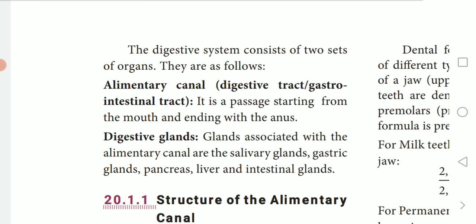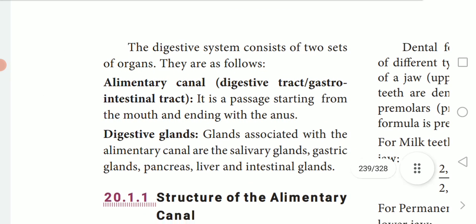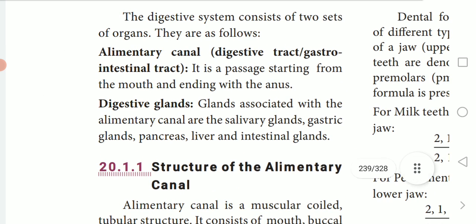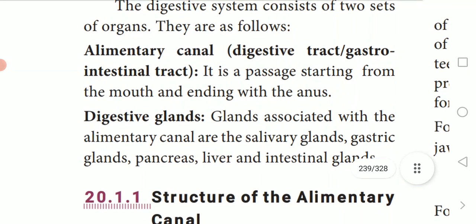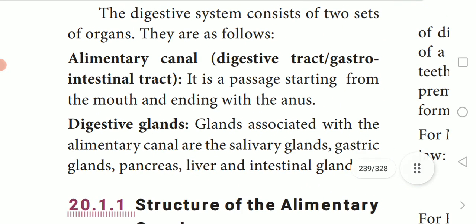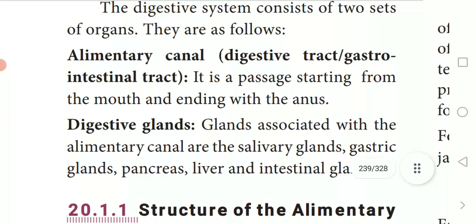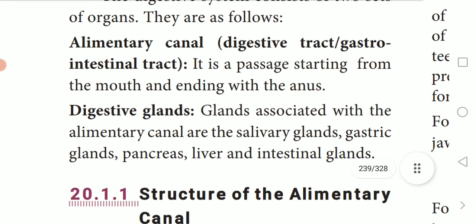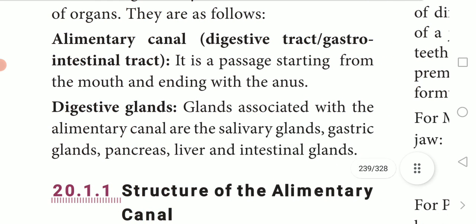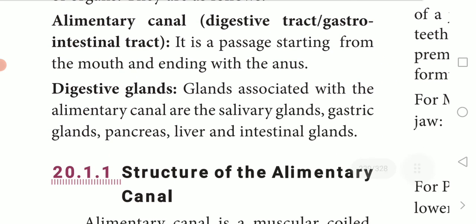The digestive system consists of two sets of organs. The first one is the alimentary canal. You can underline this; we can also call it the digestive tract or gastrointestinal tract. It is a passage starting from the mouth and ending with the anus. They will ask you where the alimentary canal starts and where it ends.